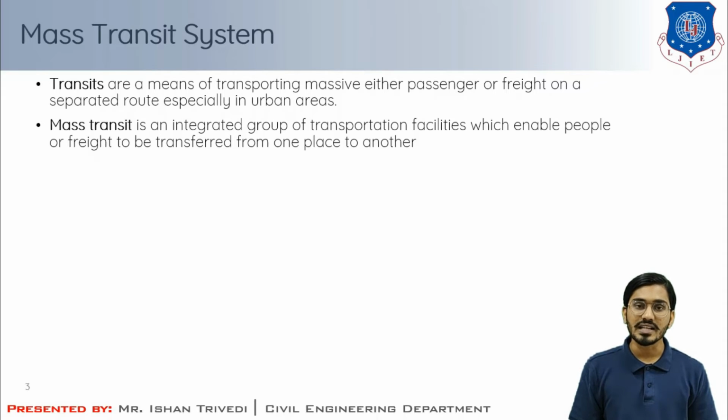Now understand mass transit. It is the integrated group of transportation facilities which enables people or freight to be transferred from one place to another. Here, these transportation facilities include railway track or dedicated separate corridor and the railway station and their various components. Here, we need to understand why this mass transit study has been carried out.